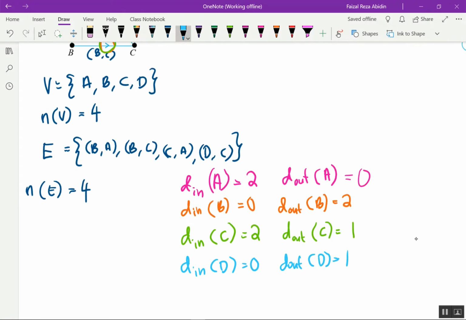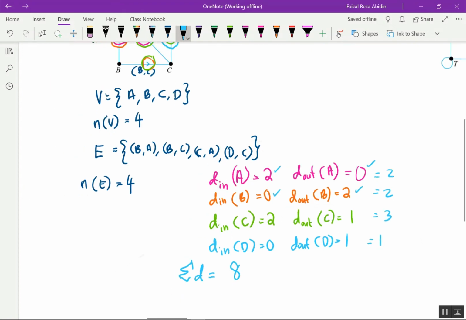For the directed graph over here, I want to sum up the degrees. If I want to sum up the degrees, I just count all together. 2 plus 0 is 2. 0 plus 2 is 2. So over here we have 2, we have 2. This one we have 3, 2 plus 1 is 3. This one, 1. So all together we have 8.